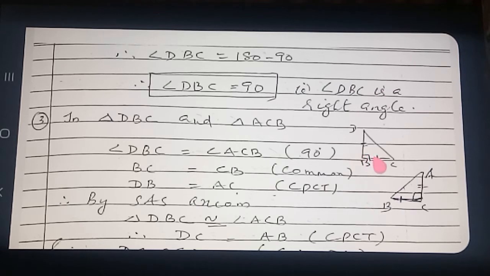A common part. See here it is common now? Yes. And DB and AC already we proved early. What is the reason I written? CPCT. So which result you will apply here? S, A, S. Here also S, A, S.